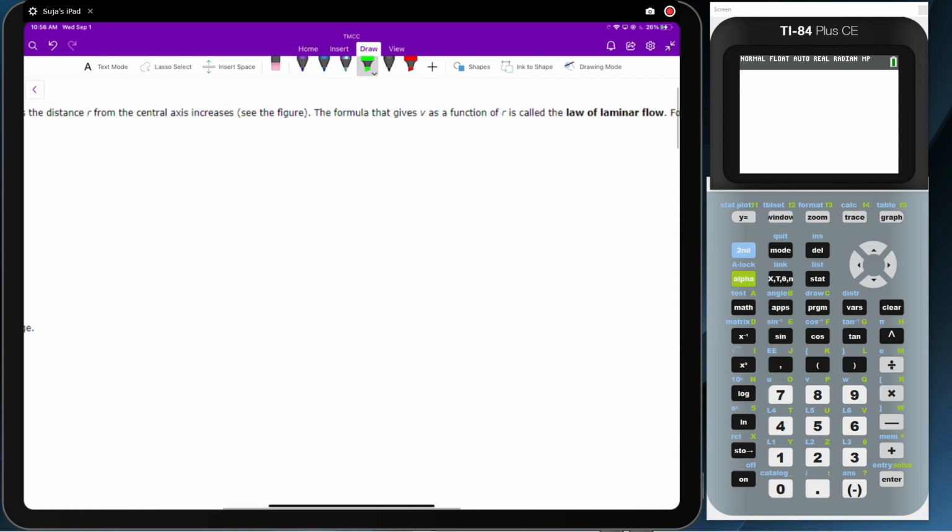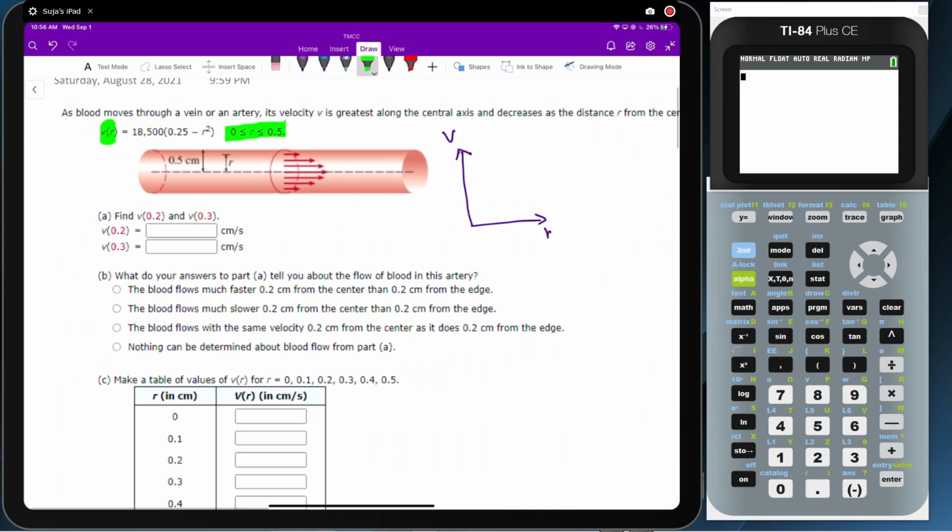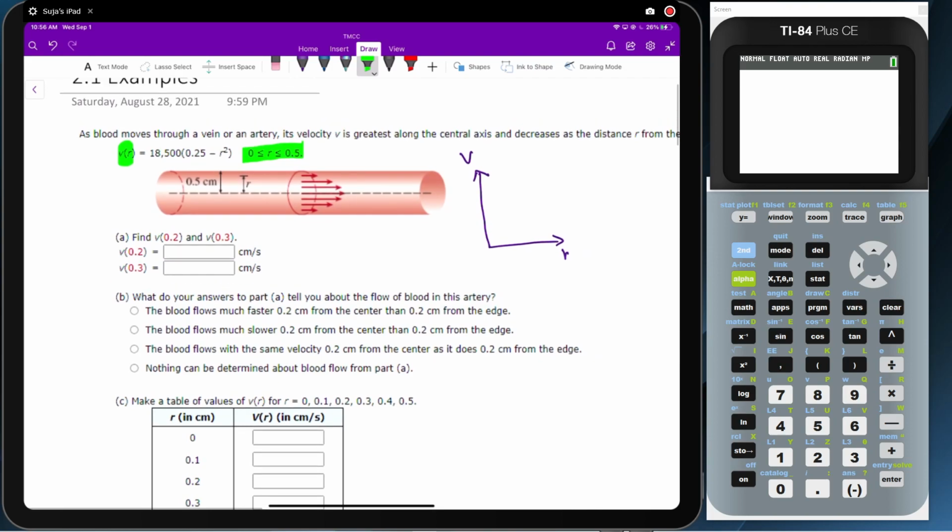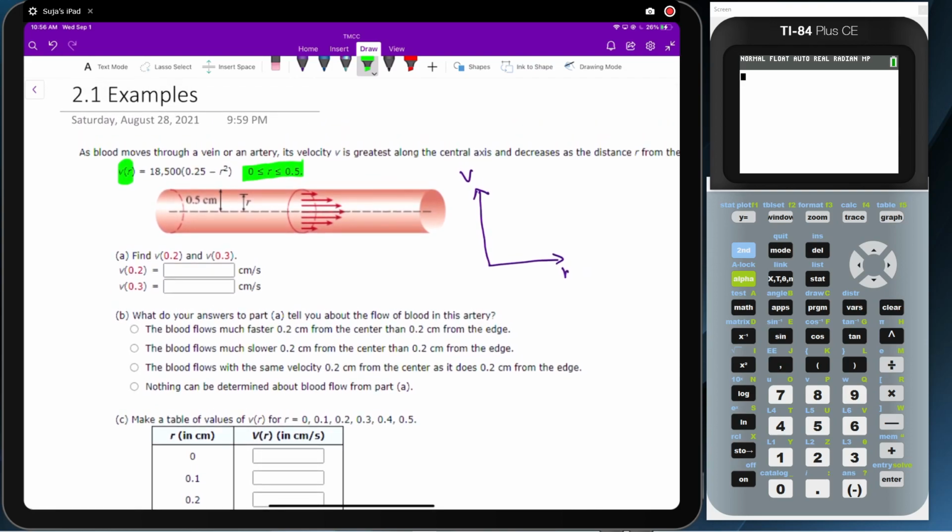So the first question, A, is asking you to find the value of V when your radius is 0.2. In other words, it's technically asking you to evaluate the function at 0.2. So what I have to do is just plug in 0.2 in the place of r. So this would be 18,500 times (0.25 minus 0.2 squared). I can use my calculator for this.